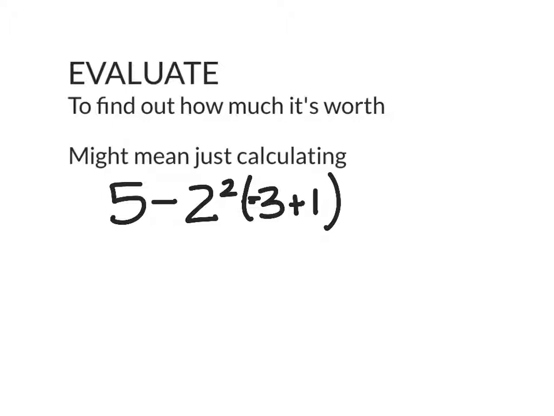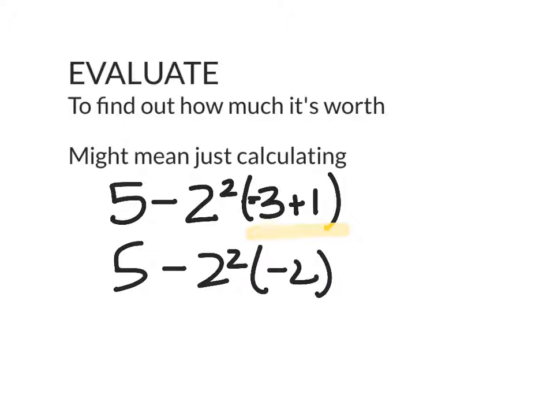Sometimes evaluating just means calculating. So in this case, you have a string of an expression that you need to calculate. So you're going to go ahead and start with the parentheses and do what's inside the parentheses. And you end up with 5 minus 2 squared, negative 3 plus 1 is negative 2. Then you have to do the exponents, which is right here. So then you get 5 minus 4 times negative 2.